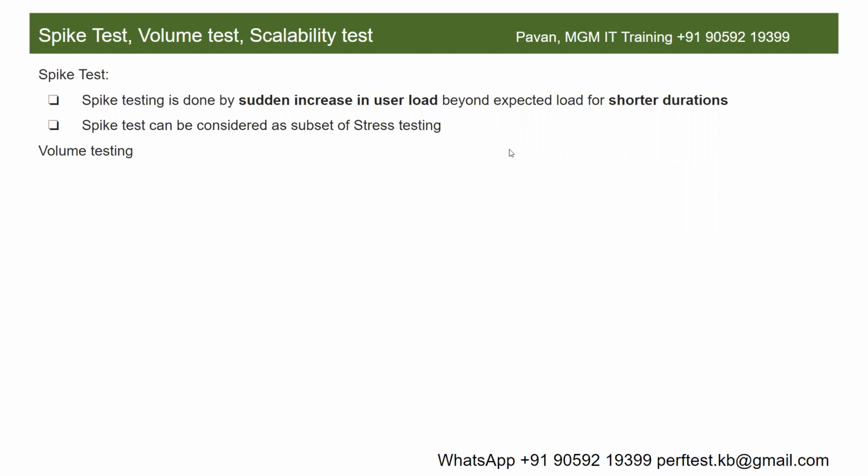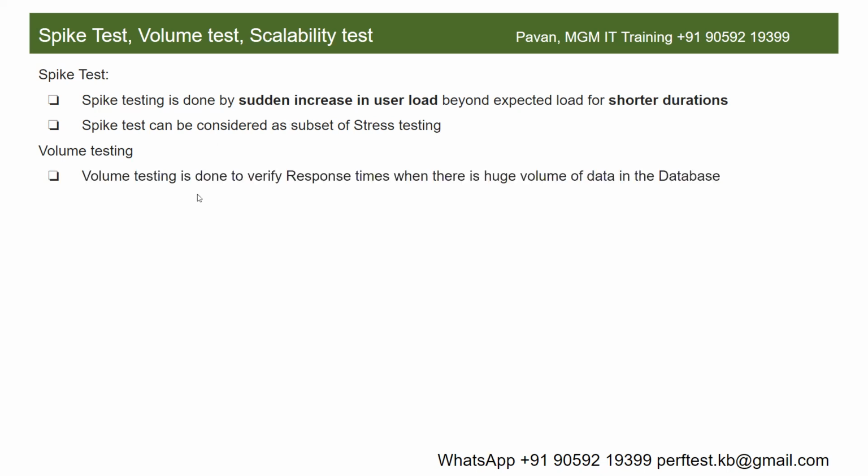If at all there are some users, there will not be a drastic change. Yes or no, guys? Again at 11 o'clock we will have another spike, isn't it? So for that kind of applications only we have to do spike testing. For those applications which will have a sudden increase in user load for shorter duration, we have to do the spike testing, right?